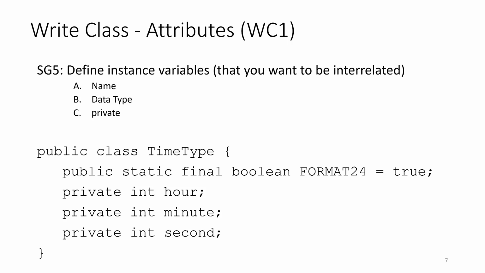Subgoal 5, define the instance variables. Again, all of the instance variables need a name, a data type, and they should all be declared as private. We want to represent a time of the day using 3 different variables, all of type integer. One integer will represent the hour, one will represent the minute, and one will represent the second. Here we have our declarations. Notice they are all private, they're all integers.